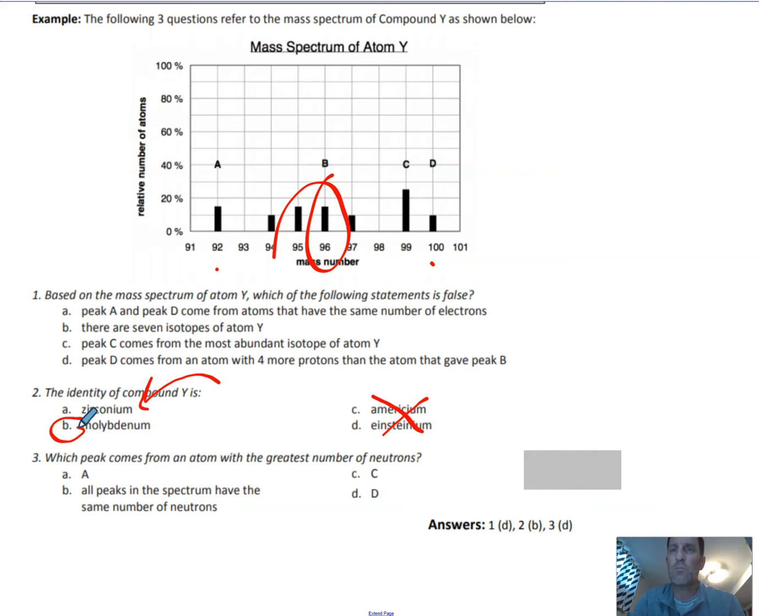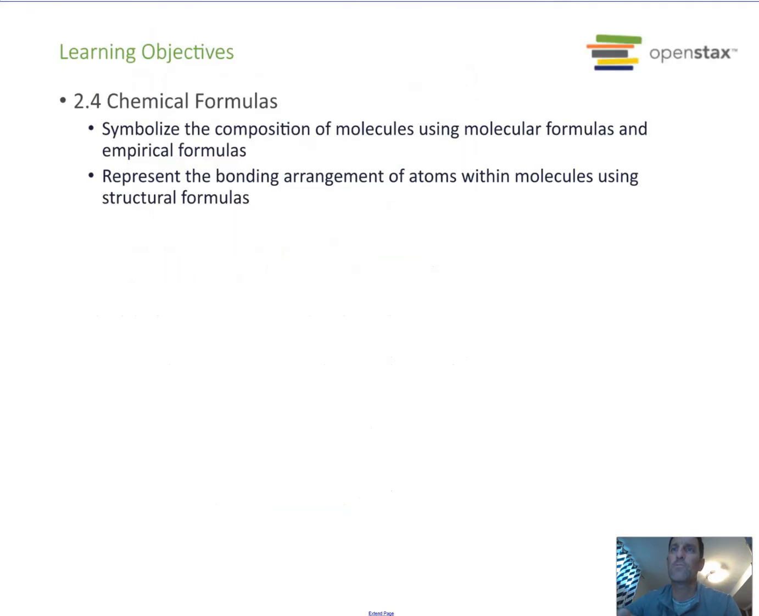Number 3, which peak comes from an atom with the greatest number of neutrons? Okay, so that's the one that's the heaviest, and so that would be letter D. Okay, hopefully those make sense. We will review these again before the actual AP test, but they're typically not the hardest questions, and they're usually just in the multiple choice.